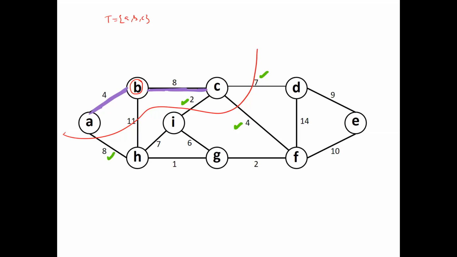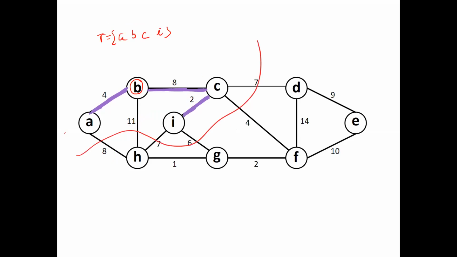So these are the 4 edges which will be involved. Out of these 4 edges, minimum cost edge will be that of value 2. So CI will be considered further. And now one partition will be containing A, B, C and I, and the remaining partition will be considering the remaining set of vertices.